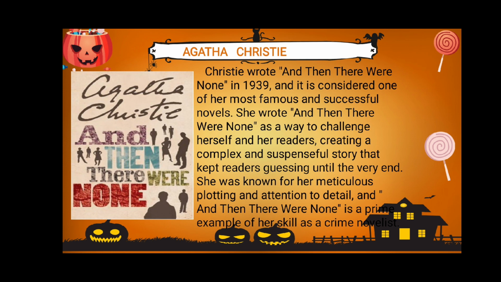Agatha Christie wrote And Then There Were None in 1939, and it is considered one of her most famous and successful novels. She wrote it as a way to challenge herself and her readers, creating a complex and suspenseful story that kept readers guessing until the very end. She was known for her meticulous plotting and attention to detail, and And Then There Were None is a prime example of her skill as a crime novelist.